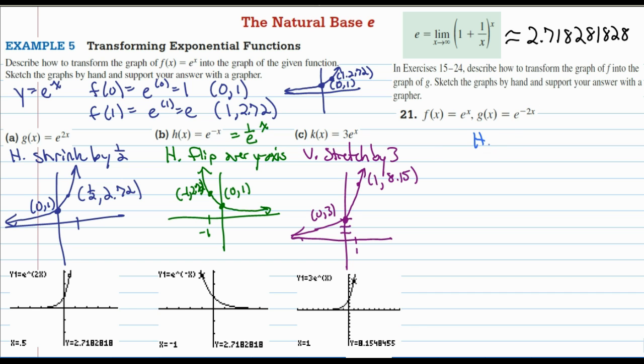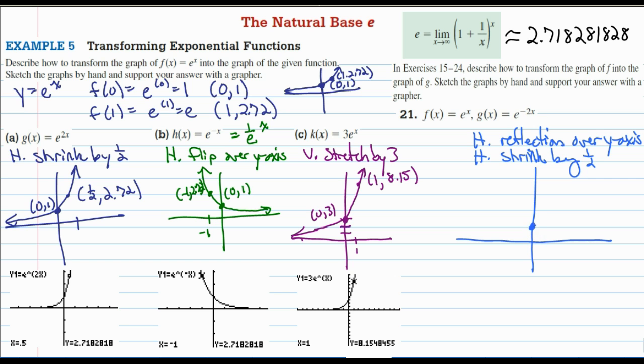We're going to have a horizontal flip or reflection. I should probably write reflection. Reflection over the y-axis. And then a horizontal shrink by 1/2. So let's see here. The point (0, 1) is going to stay the same because nothing happened to the y-coordinate. The other point though, (1, 2.72), is now going to be (-1/2, 2.72).